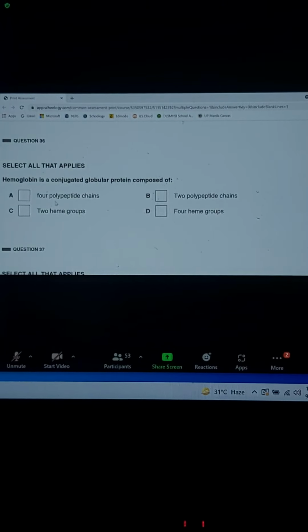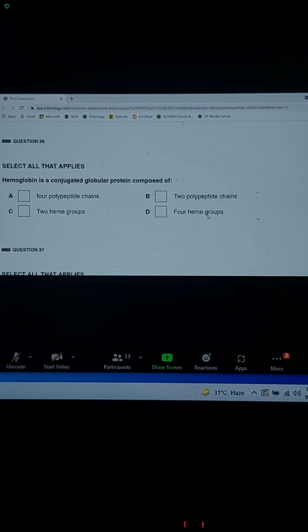36. So hemoglobin is a conjugated globular protein composed of letter A and B. Okay, so the correct answers are letter A and D. So 4 polypeptide chains and 4 hemes.